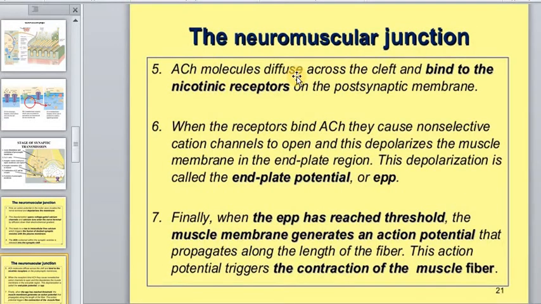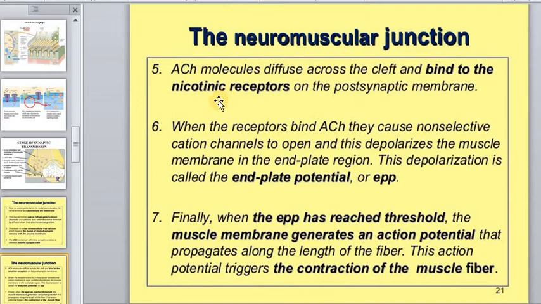Acetylcholine molecules diffuse across the cleft and bind to the nicotinic receptors. This is a new word, nicotinic receptors, but they are also in a part of the nervous system, the autonomic nervous system. We will study it soon. In the next practice, we will discuss all kinds of receptors for acetylcholine, noradrenaline, epinephrine, and we will hear these words.